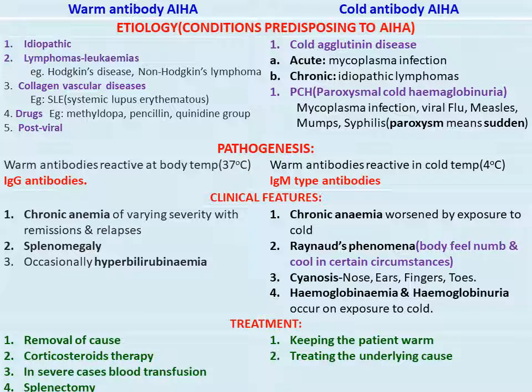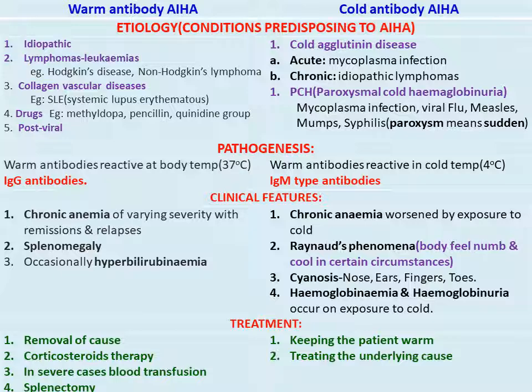For warm antibody AIHA: idiopathic, that means unknown cause; lymphomas and leukemias, leukemia meaning blood cancer and lymphomas involving lymph glands, so it will be seen in Hodgkin's and non-Hodgkin's lymphoma. Then collagen vascular diseases, diseases in which collagen gets damaged. An example is SLE, systemic lupus erythematosus, an autoimmune disease of this collagen tissue.